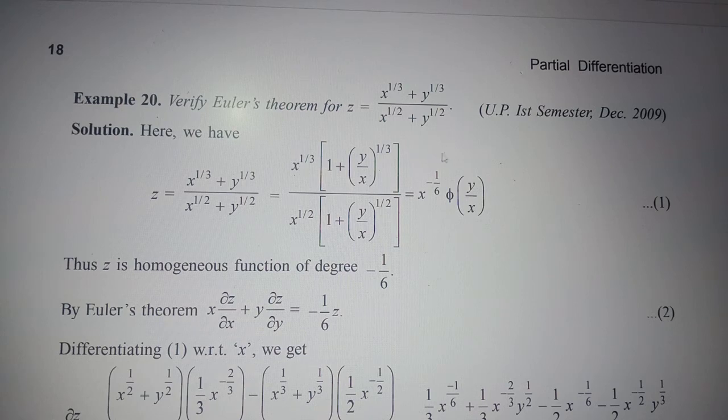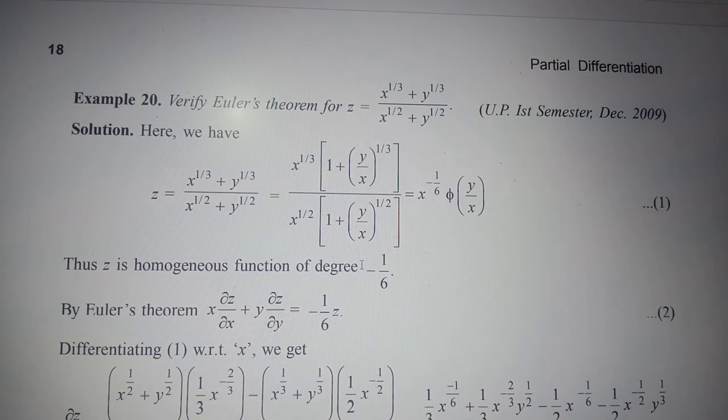So how to find the order of this homogeneous function? We can take x power 1 by 3 outside here and x power 1 by 2 outside here. So the equation becomes x power minus 1 by 6 of phi of y by x, that is, a function of y by x, which follows x power minus 1 by 6. This is a homogeneous function of degree minus 1 by 6.